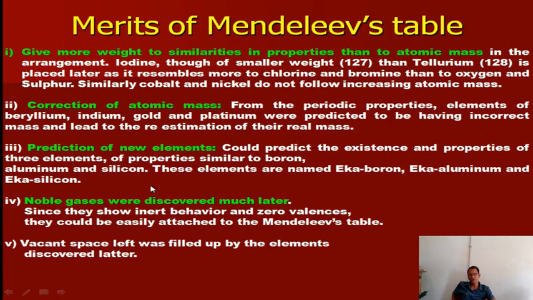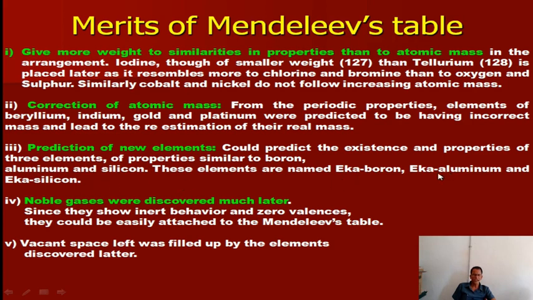Prediction of new elements. That means during his arrangement, he used a prefix, that is eka, which indicates the next element of this group. For example, aluminium, silicon and germanium. These three elements, their names were eka boron.